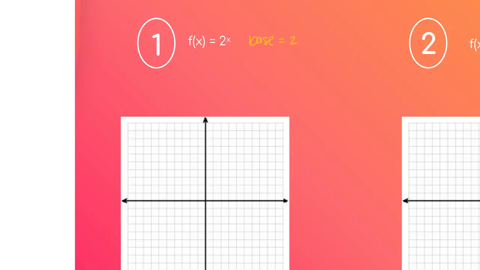So my base is 2. What is that telling me about the 2 points I have to have? Remember, 1 point I'm going to have is 0, 1.